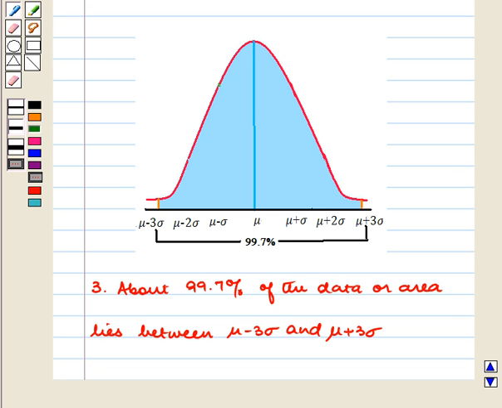So in this session we have discussed normal distribution and its properties, parameters, area under the normal curve, and its distribution. This completes our session. Hope you enjoyed the session.